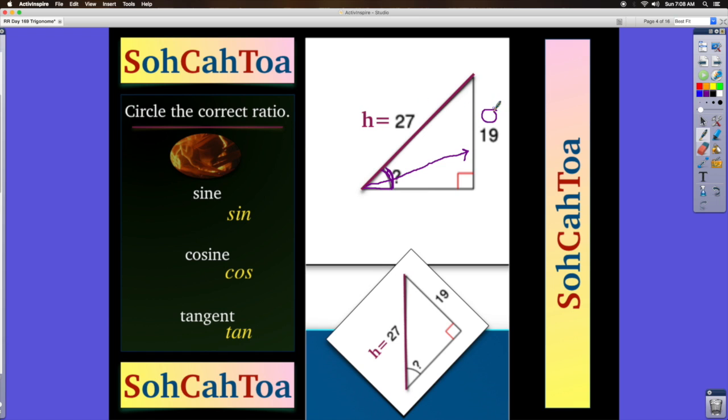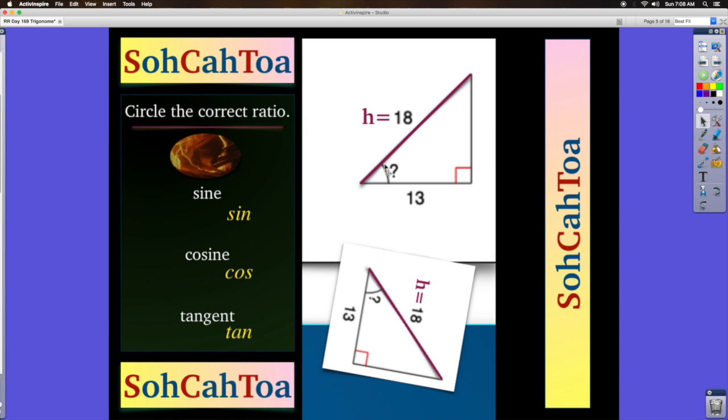So we've got our H and our O. Only thing left is the A. In this case, we have the opposite and the hypotenuse. We are definitely using sine, which would be the opposite over the hypotenuse. And again, now it's calculator time, so what you're going to do on your paper is just circle sine, and then we'll go on to the next.